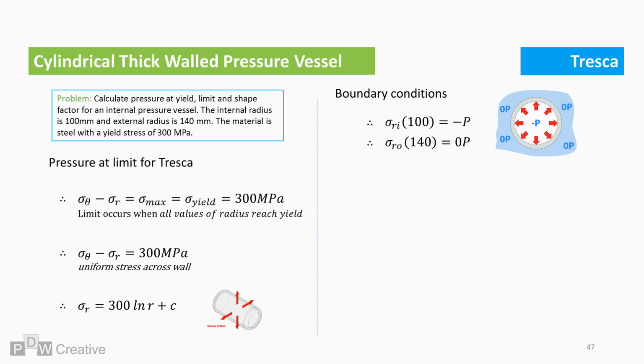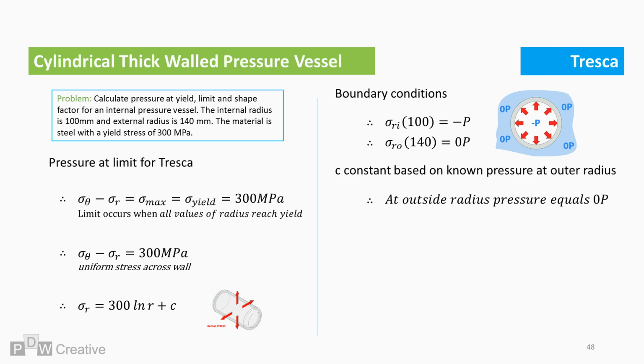But in order to use this equation, we need to go back and remind ourselves of the boundary conditions. And this confirms the internal radius is under load, while the outside radius is under zero pressure. We can use outside pressure to work out the internal pressure, but first let's find constant c.